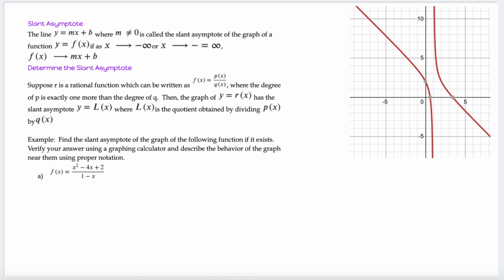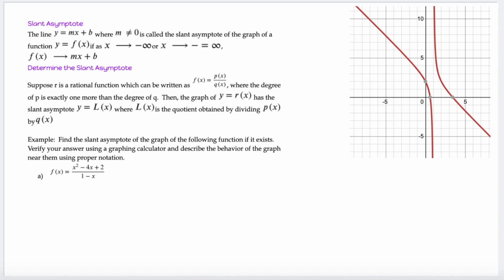First of all, it has to be written as a rational function, p of x over q of x, where the degree of p has to be exactly 1 more than the degree of q. When that happens, the graph of our r of x has a slant asymptote, which is the quotient obtained when we divide p of x by q of x. So in our first example, it's asking us to find the slant asymptote of the graph of the following function, if it exists, and then verify using a graphing calculator.